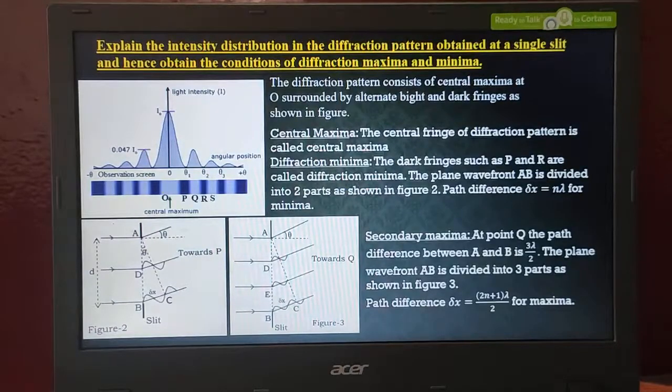The 2 parts are divided and the path difference of those waves is lambda divided by 2 in the case of a diffraction minima. But here what we have is 3 lambda divided by 2. Each part has lambda divided by 2, and lambda divided by 2, and if we add all the things, then we will get 3 lambda divided by 2.